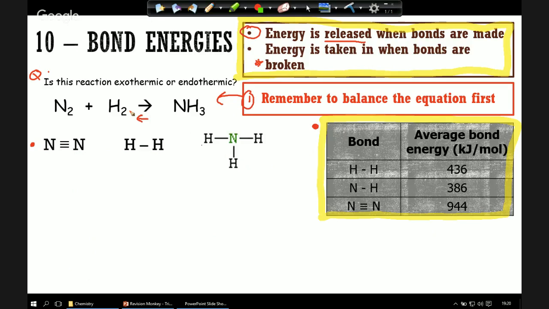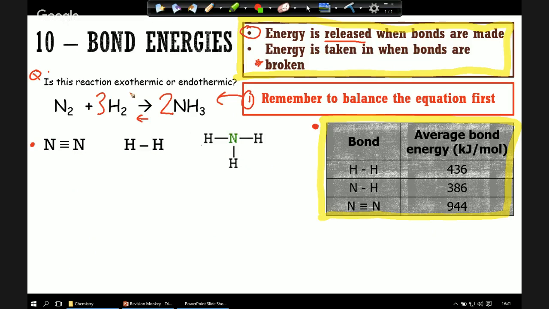Okay, so let's go through the answer then. If you haven't finished just yet, feel free to pause and then play again. So for this question, it says, is the reaction exo or endothermic? First of all, you need to balance the equation. Because there's 2 N there, we need to put a big 2 over here. But that then makes 6 hydrogen, so we need to put a 3 here.